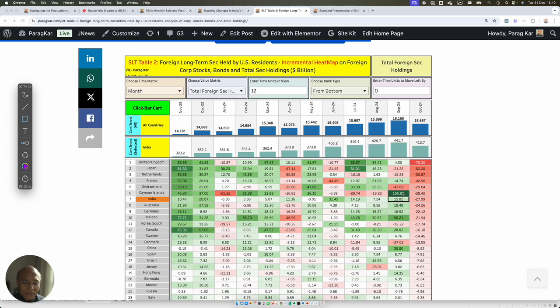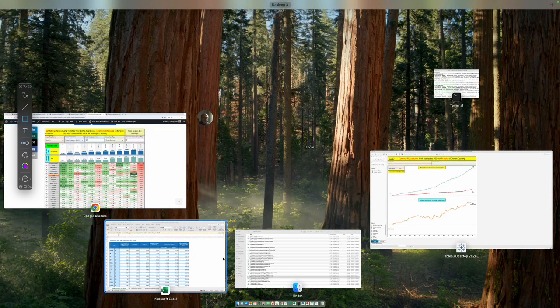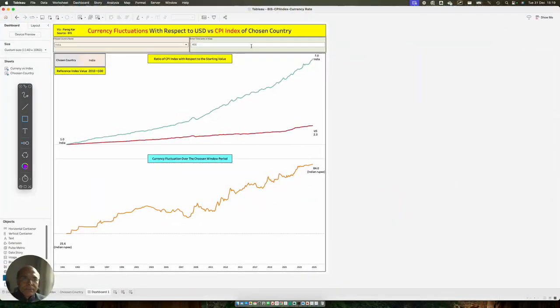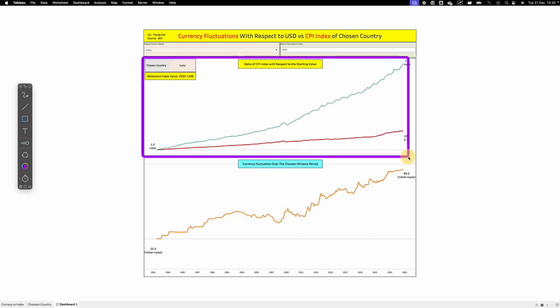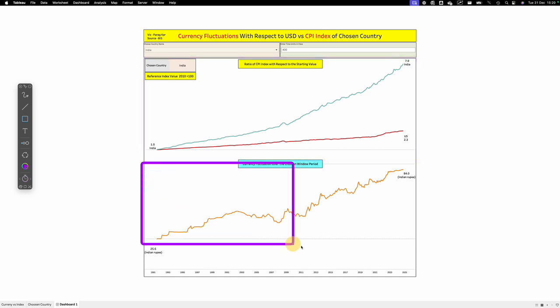While I was working on this topic, I did some research and used some databases to see why currency depreciates. I went into the Bank for International Settlements website and downloaded certain charts and data from there. Let me show you. This is the dashboard which I have created. The title of this dashboard says currency fluctuation with respect to the US dollar versus the CPI index of a chosen country. So what does it mean? There are two parts of this dashboard. If you see, this is the top window, and then there is a bottom window.